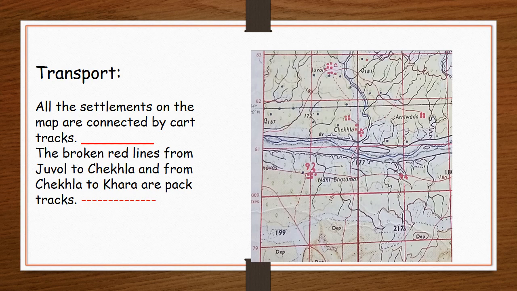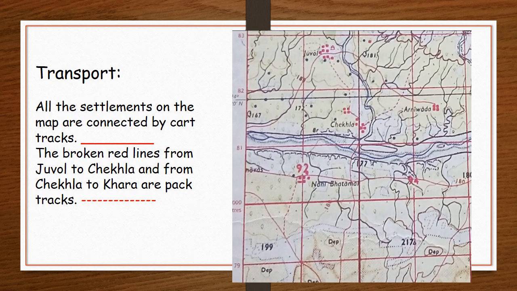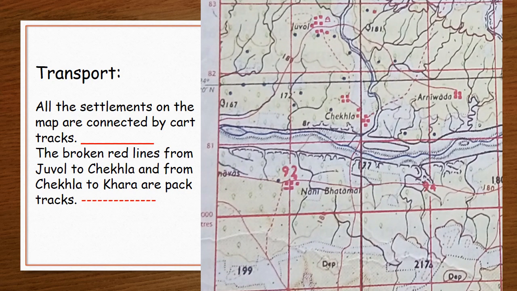Now let's understand about the modes of transport, as already we have understood, that is footpath, cart track, and pack tracks. So now all the settlements on the map are connected by cart track, which is always shown using the red straight line. From one settlement to another settlement, means kacha road, kacha rasta, or unmetalled road. And the broken red line, if you find over here, indicates the pack track, means from one settlement, that is Juvol, to Chekla. So in this way, the transport modes can be easily identified on the topo sheet.